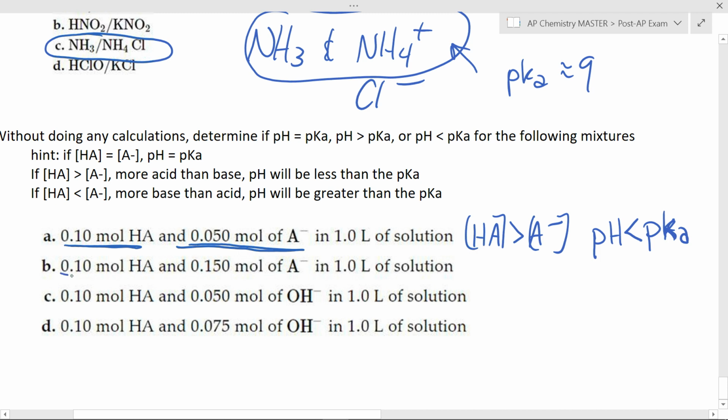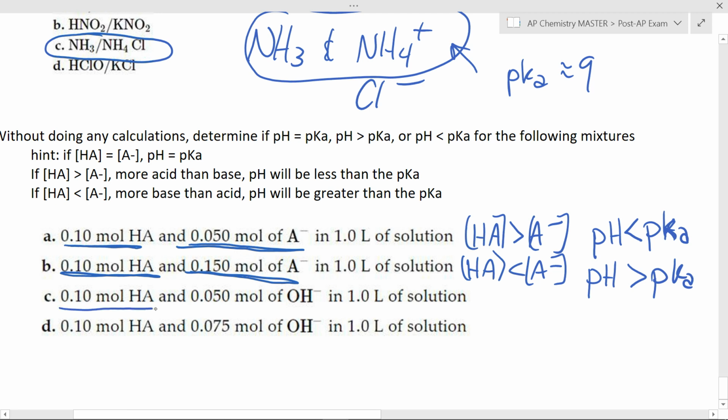All right, how about this one? In this case, you have 0.1 moles of HA and 0.15 moles of A-. So in this case, my A- is greater than my HA. I've got more base than acid, so my pH is going to be greater than the pKa. It's going to be a little more basic.